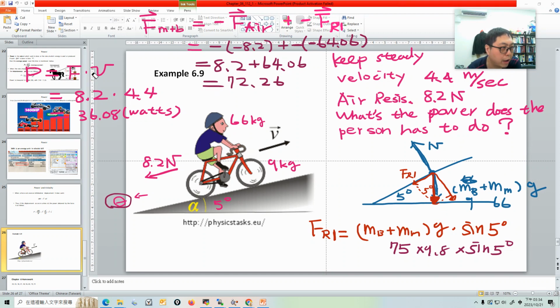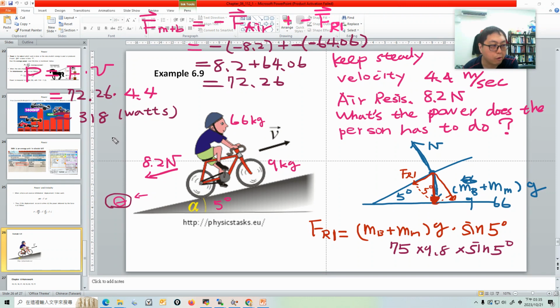So what's the power? Power is F times v, and here you should change the force. The force is 72.26 times 4.4. So what's the result? Roughly 318 watts. That's the correct answer.